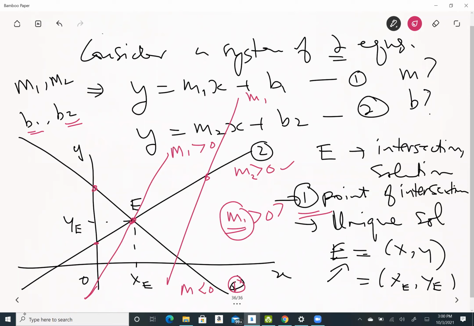The B will be negative. B1 negative, B2 positive, right? So that's possible. Now, that's the second case. Now, case number 3. Can we have the slopes both negative?